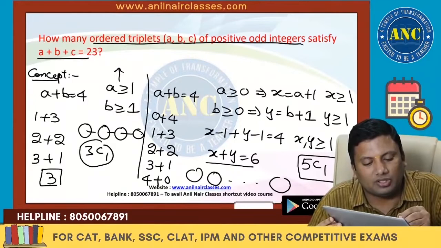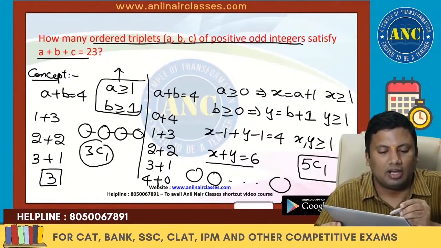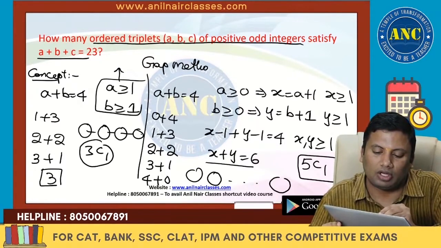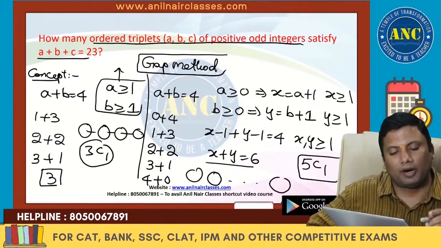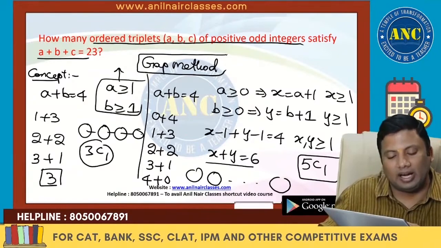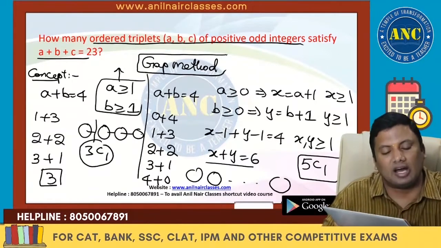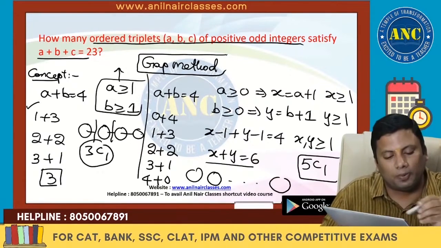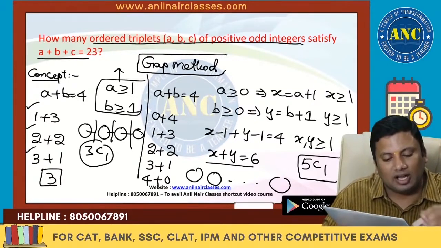The variables should start from 1. If the variables are starting from 1, you can use this beautiful gap method to solve a lot of problems. A plus B equivalent to 4. 4 balls are kept in a line. There are 3 gaps. Select any one gap. If I select this gap, 1 plus 3, one solution. If I select this gap, 2 plus 2, another solution. If I select this gap, 3 plus 1, another solution.